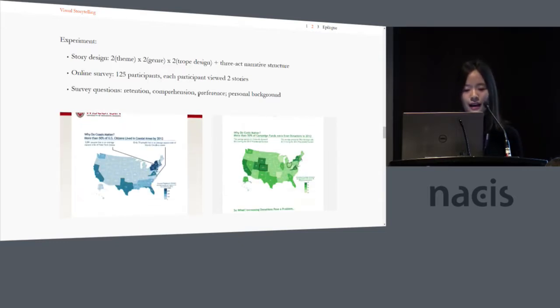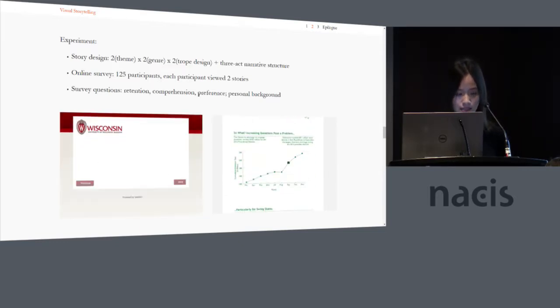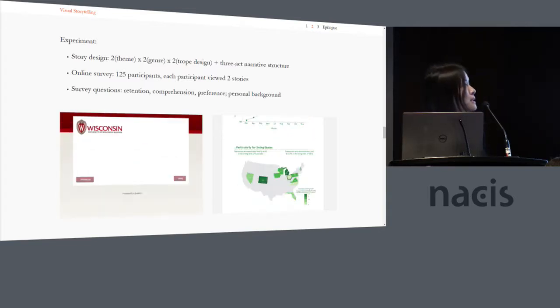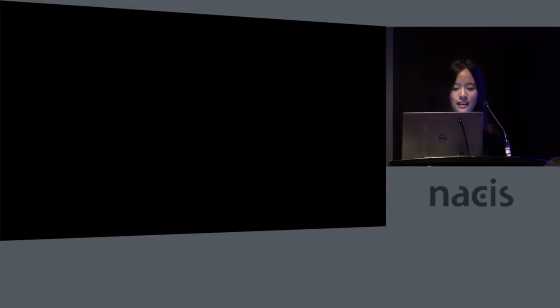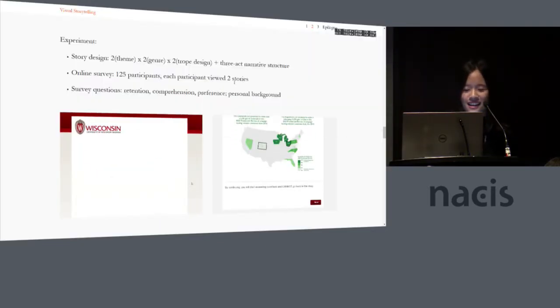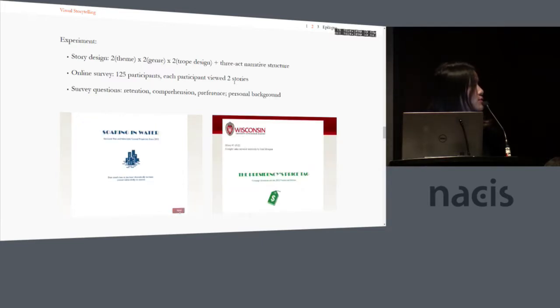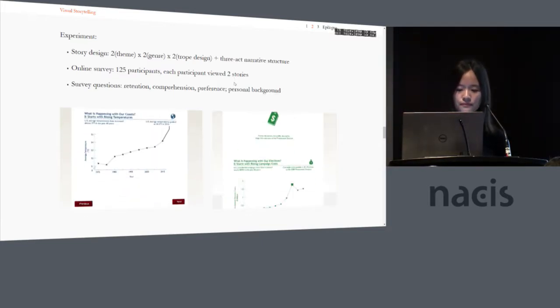I conducted an online survey. 125 participants were recruited from Amazon Mechanical Turk. It seems like Amazon Mechanical Turk is getting more and more popular, so people on that can see more maps. That's a good thing. And each participant viewed 2 stories in total.